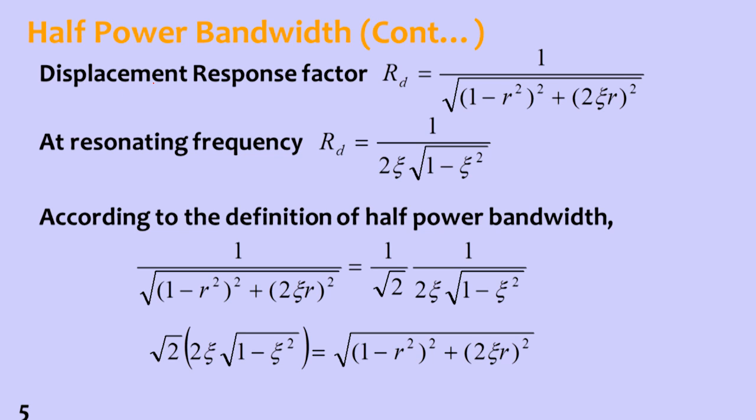The displacement response factor Rd, we already know, is 1 by under root of (1 minus r square) whole square plus (2 zeta r) whole square. Now at the resonating condition for displacement, Rd is equal to 1 by 2 zeta under root 1 minus zeta square. According to the definition, this Rd should be equal to 1 by root 2 times the resonating amplitude. So that is what is given.